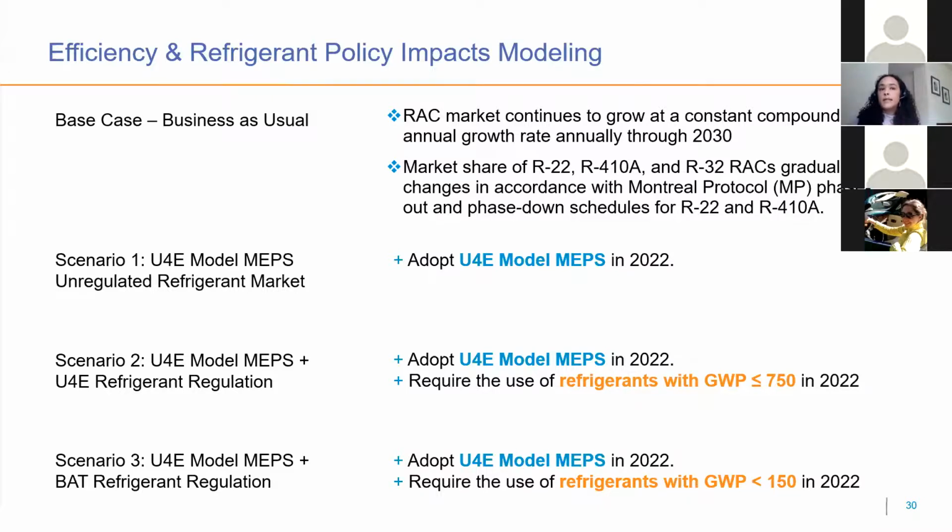The first scenario we looked at assumes all of the same points as the base case, as well as assuming that in 2022, the U4E model MEPS are adopted across the board. The second scenario is what we called the U4E model MEPS plus refrigerant regulation scenario, which assumes that the model MEPS are adopted in 2022 and that a policy requiring the use of refrigerants with global warming potential of less than 750 is adopted in 2022. The third scenario is U4E model MEPS plus best available technology refrigerant regulation, which assumes U4E model MEPS and the use of refrigerants with a global warming potential of less than 150. So this is that all R290 scenario we modeled.